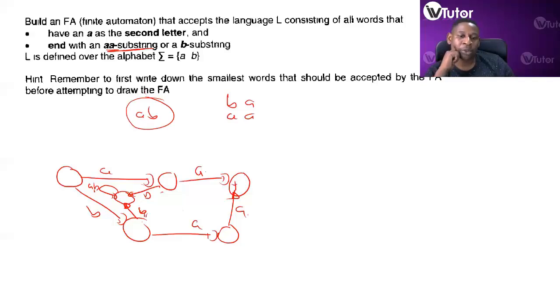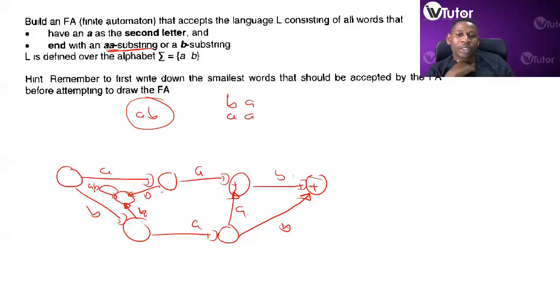So at this point, if you were to have a B, for example, then it could also be accepted. It could also be a final state. Even if I had a B at this point, we could also have a final state. Let's try and put it there first. We'll have a final state.